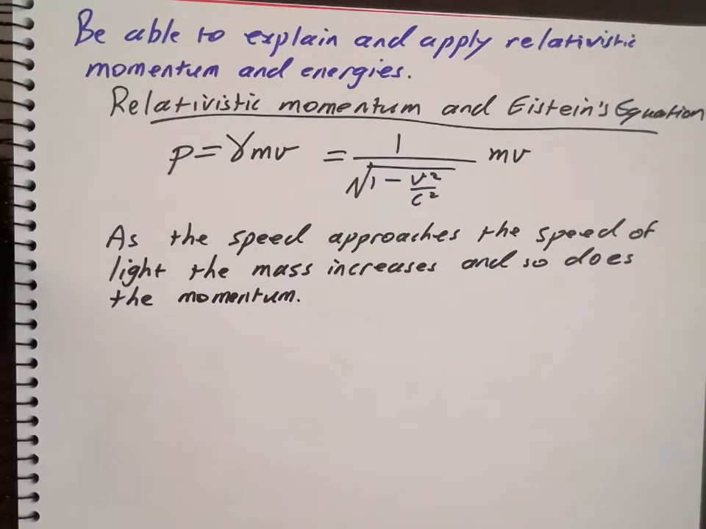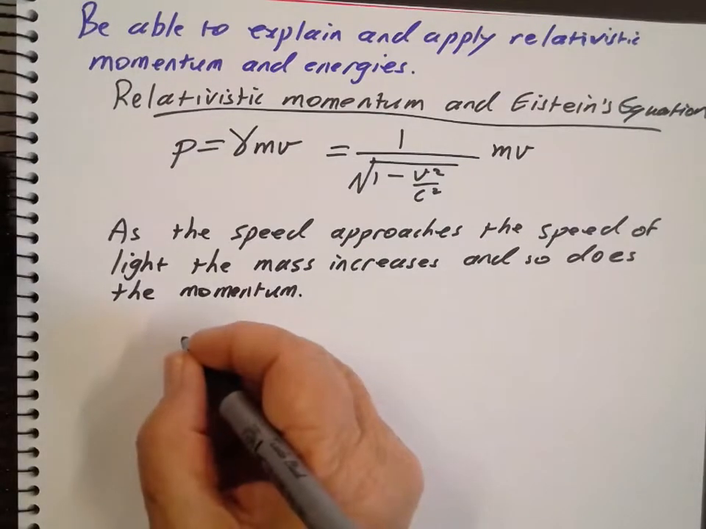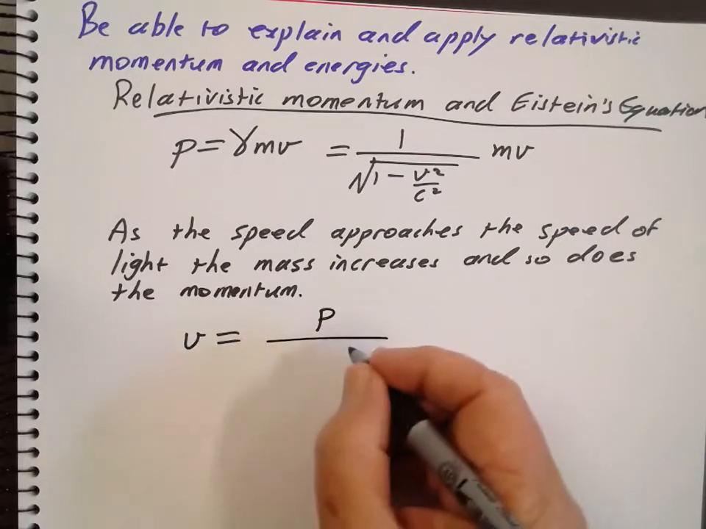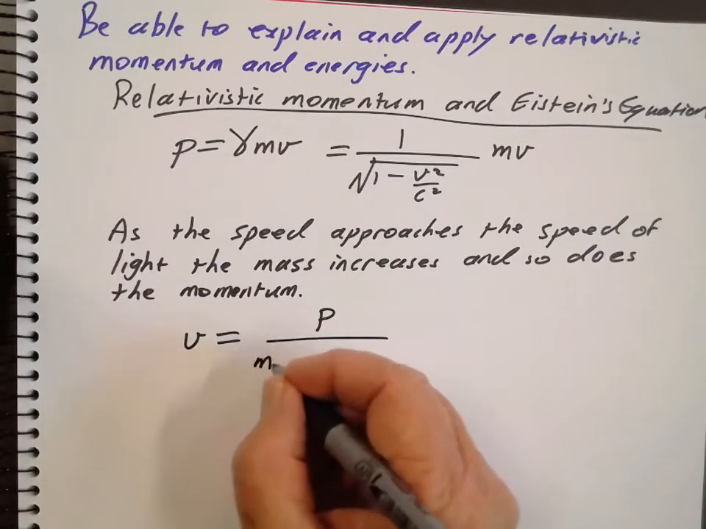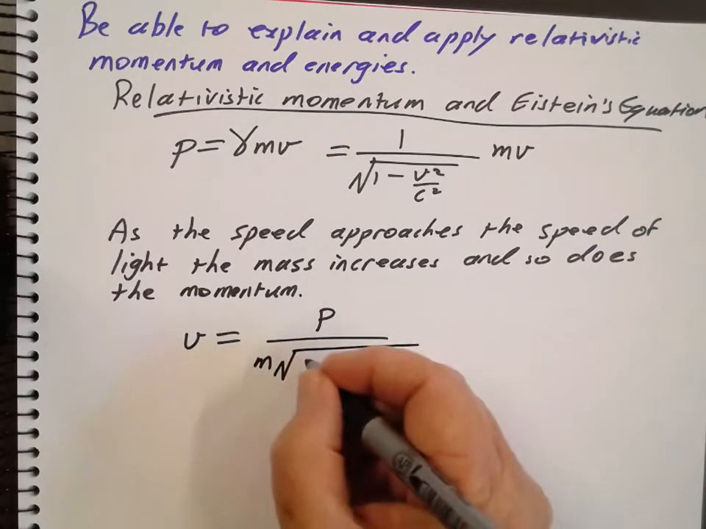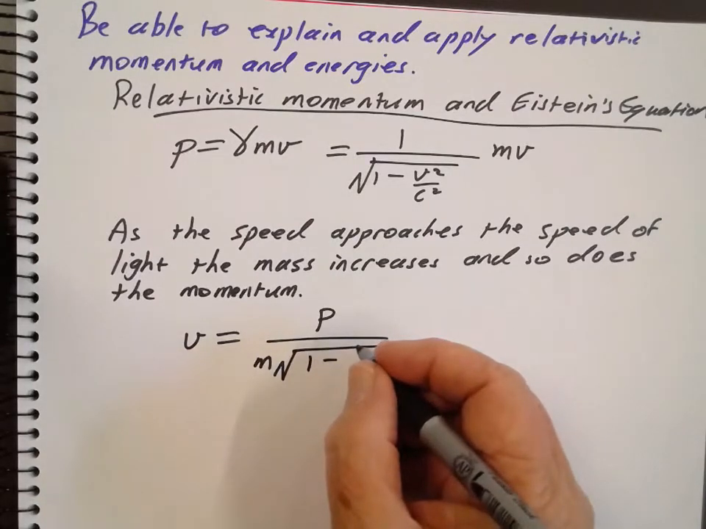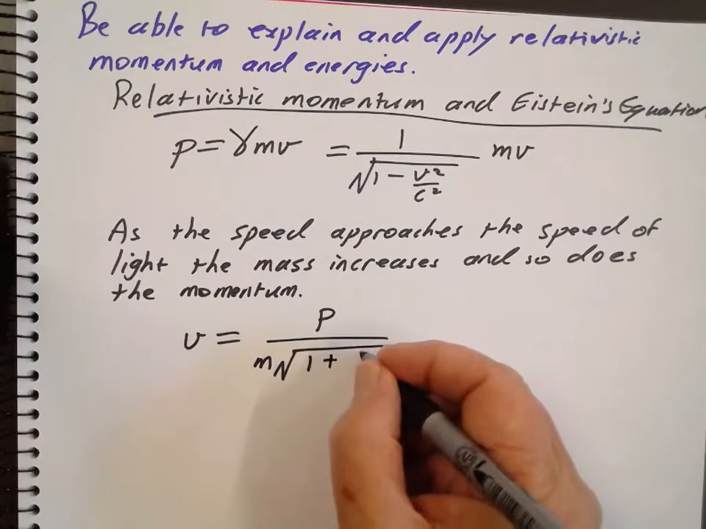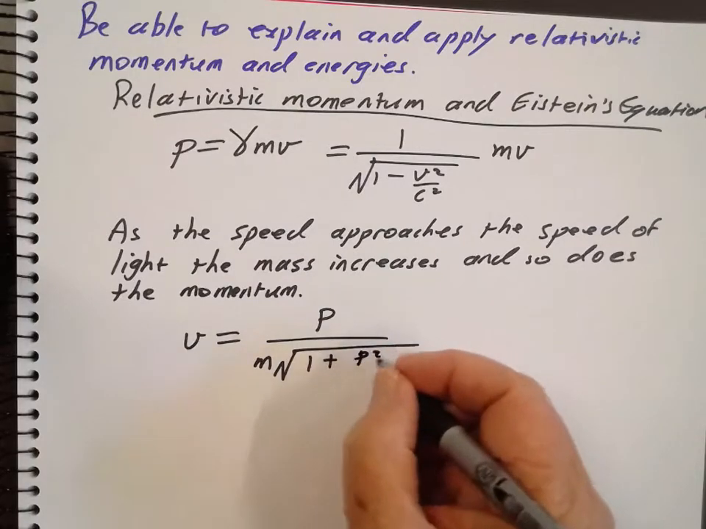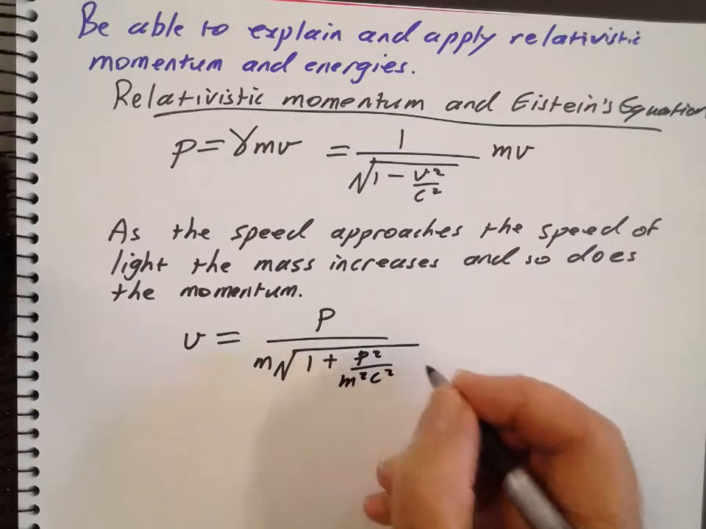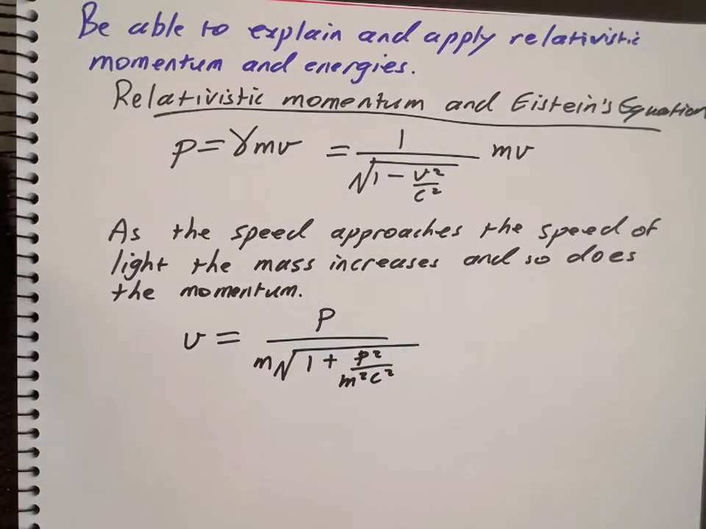Now, if you ever have to rearrange this and do it the other way around, v equals p over m, square root of 1 plus p squared over m squared c squared. I'm hoping you never have to use that. Nothing that complicated was on last year's exam.